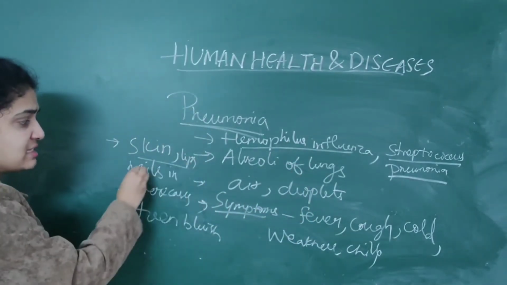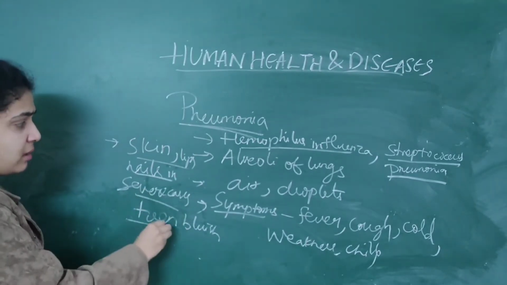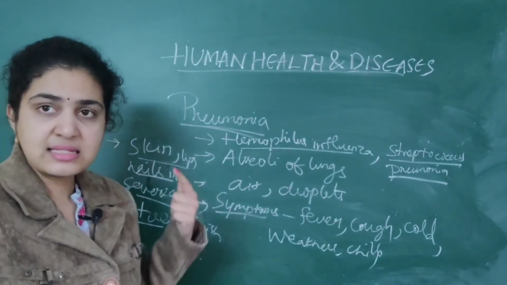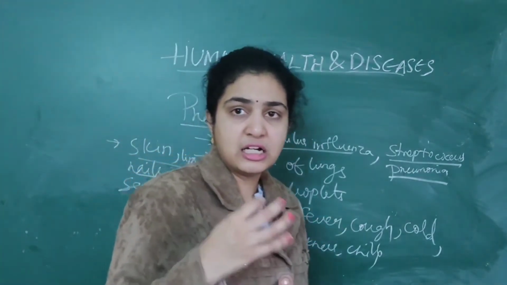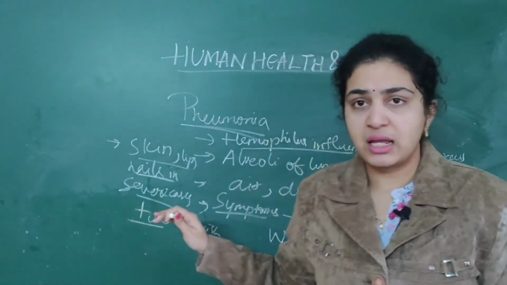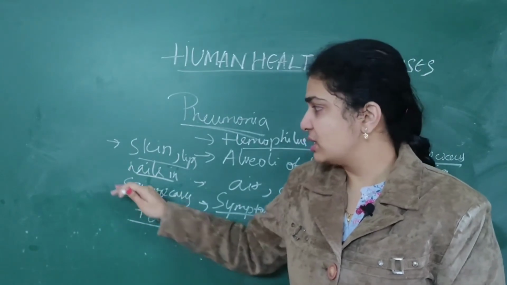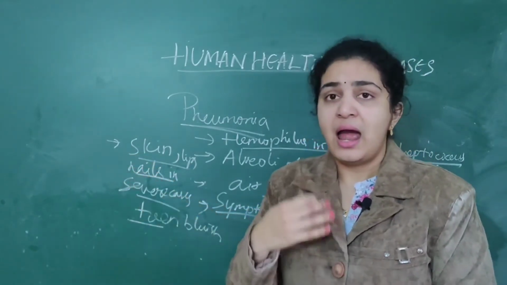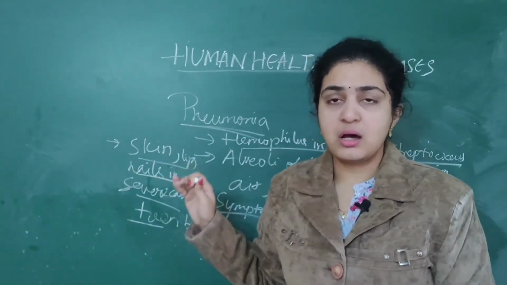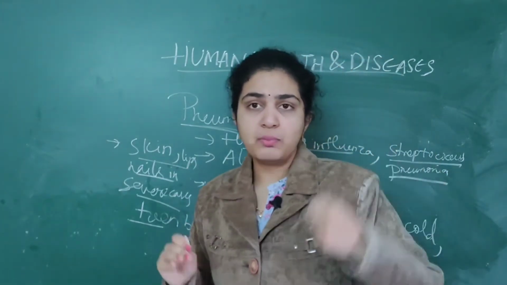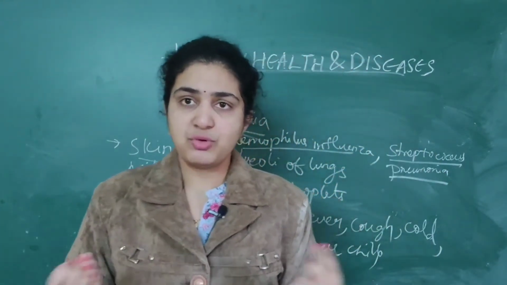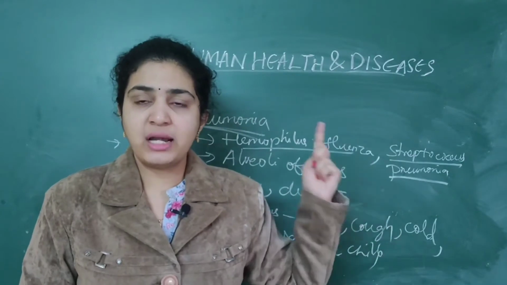As well as in severe cases, the skin, nails as well as lips turn bluish in color. In which parts of the body do they turn bluish in color? Skin, lips and nails, and which disease is this? Pneumonia.